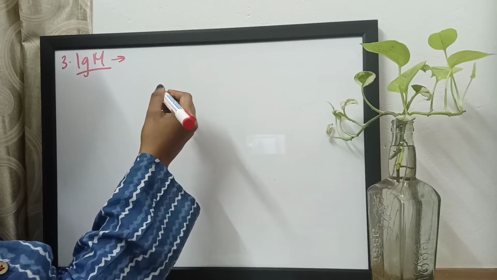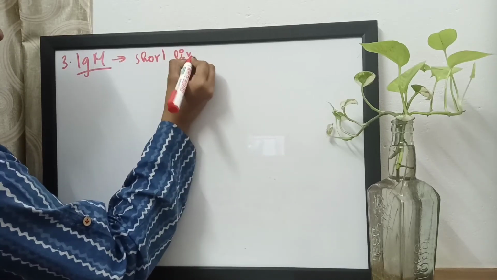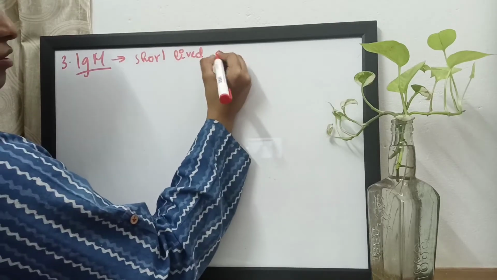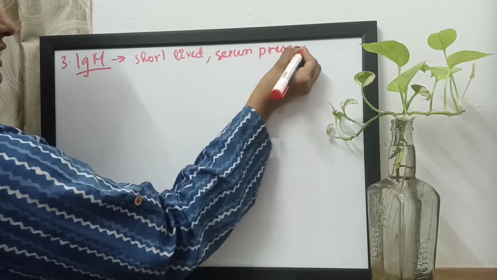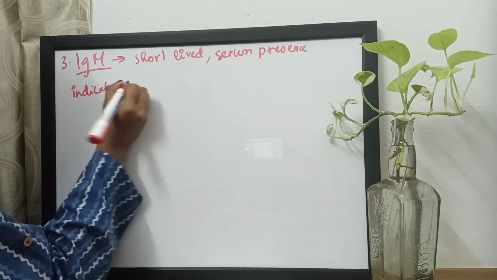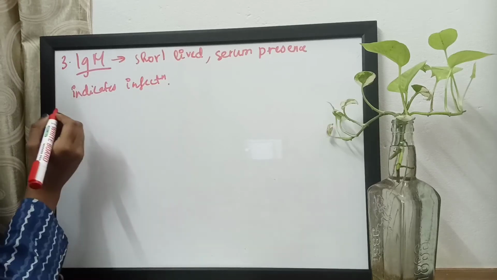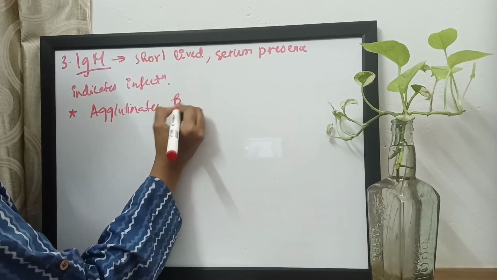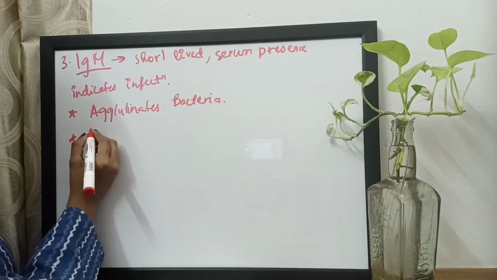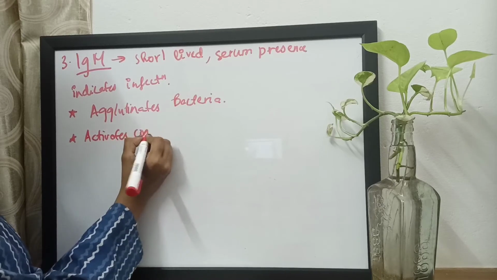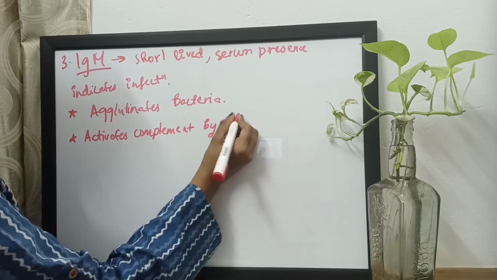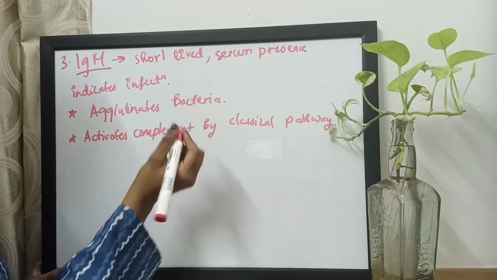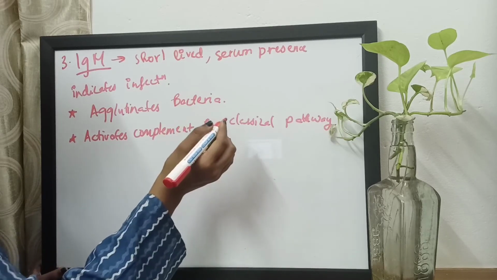The next point is that IgM is short-lived. As I said, the half-life of IgM is 5 days, and since it's short-lived, if it's still present in the serum, so serum presence of IgM indicates infection. The functions of IgM include: it agglutinates bacteria, it activates complement by classical pathway, just like IgG. IgM does it by classical pathway, IgG does it by classical pathway, and IgA does it by the alternate pathway.